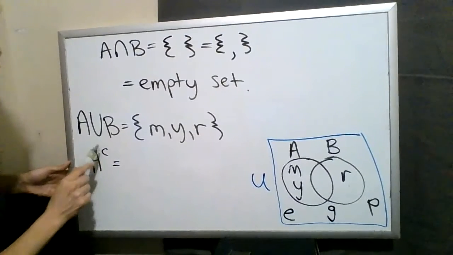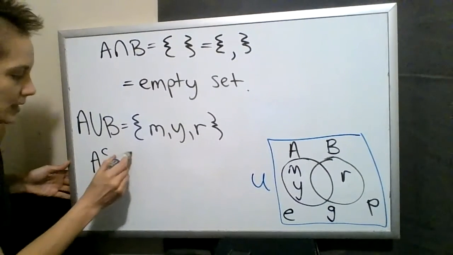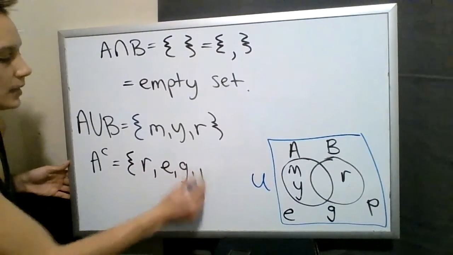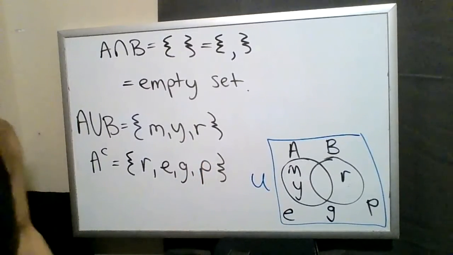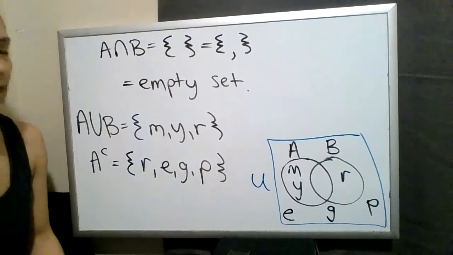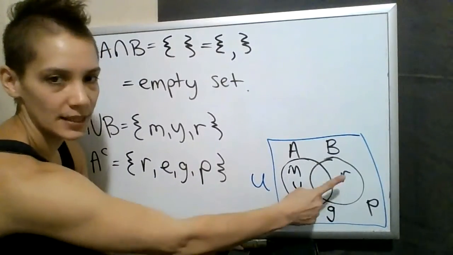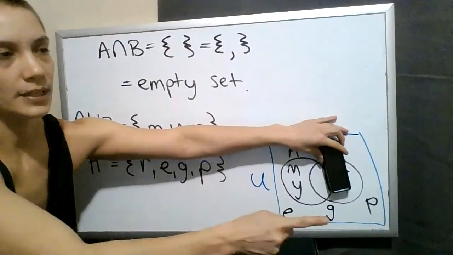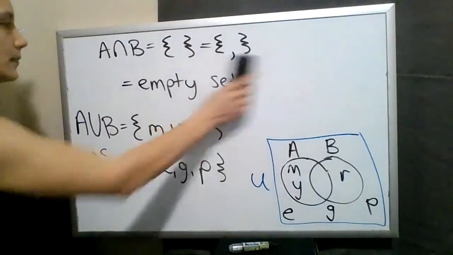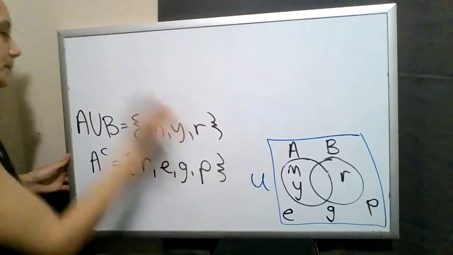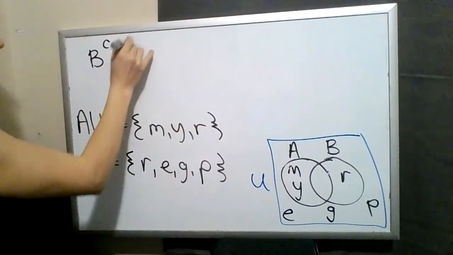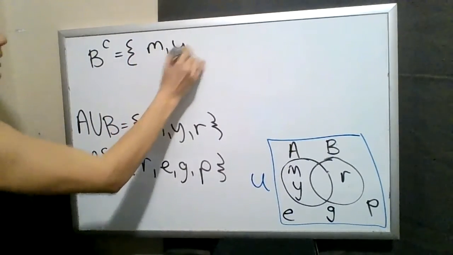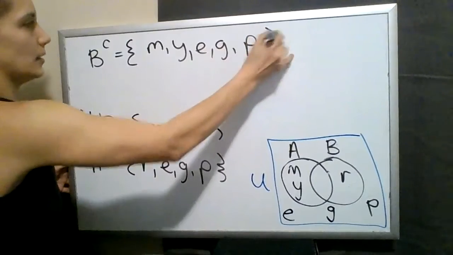So complement of A is the set that contains elements that are not in A: R, E, G, and P. Same for the complement of B, everything outside of the set B. Oh, outside of B is M, Y, G, P. Okay.